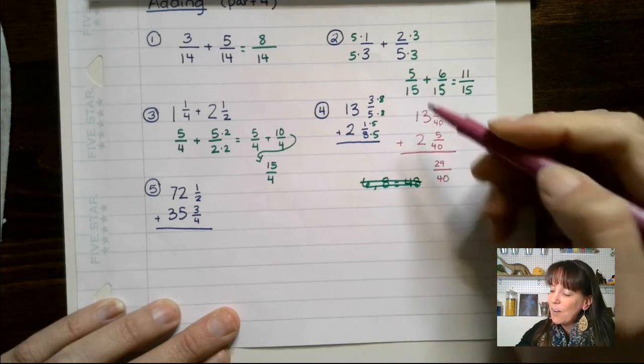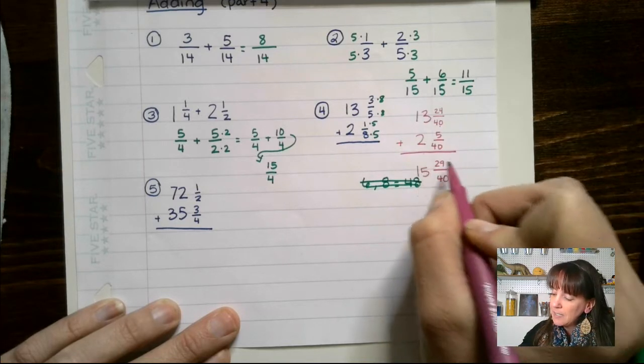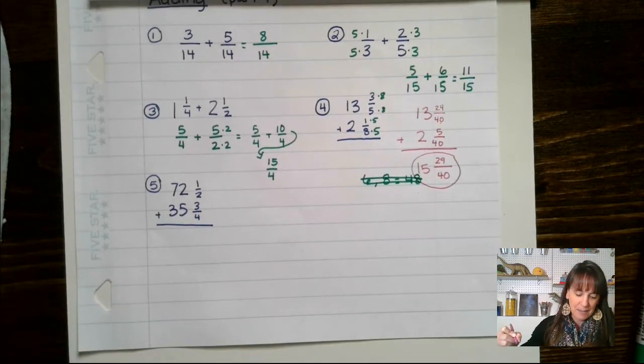40ths. Now I can add the whole numbers. 13 plus 2 is going to give me 15. So my final answer, 15 29 40ths.